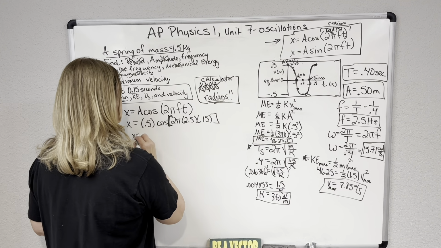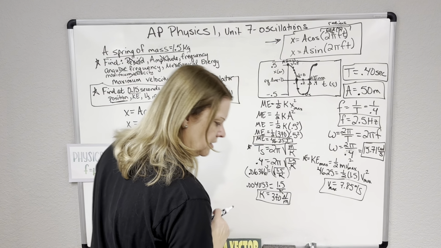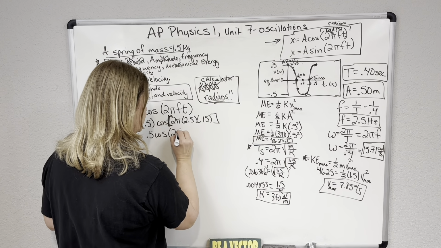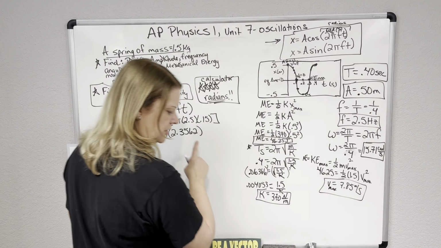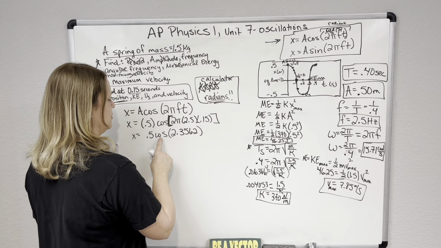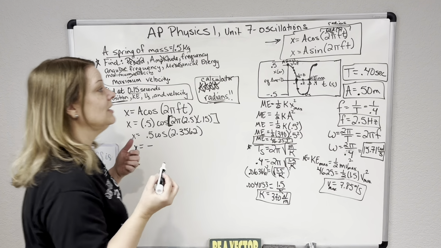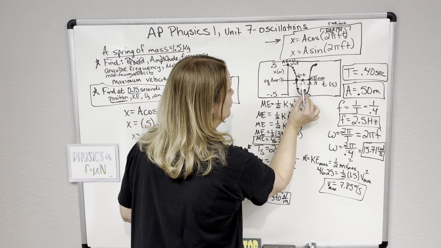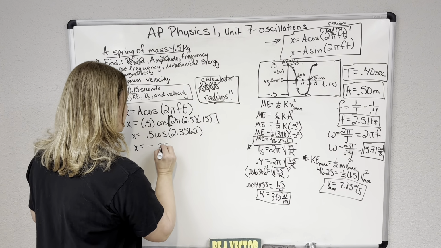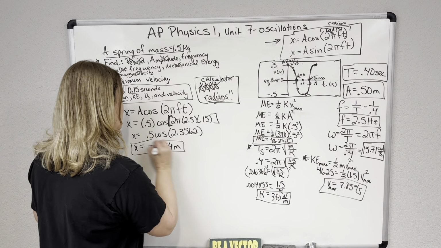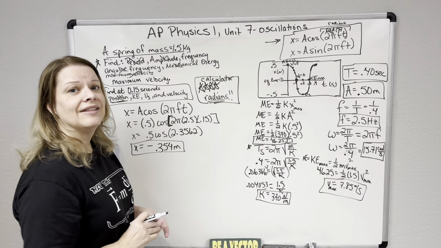When you do that, you're going to take 0.5 times a cosine. Make sure you're in the right mode on your calculator. The angle is 2.3562. Now you take cosine of that times 0.5 and you're going to get a negative, and we said we should get a negative, since we're between 0.1 and 0.2 seconds. You get negative 0.354 meters. There's the first part done.